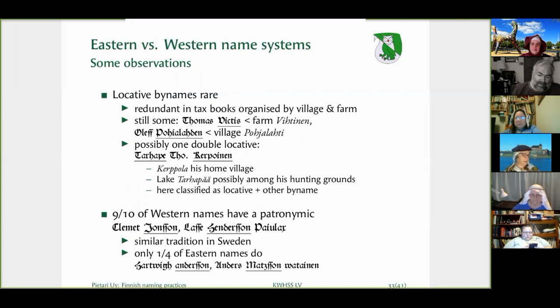But it might be worth noting that the dataset may include one case of a person having two locative bynames. It's somewhat debatable, but it appears reasonably likely that this person was listed with both his home village and a lake that was among his hunting grounds as his bynames.